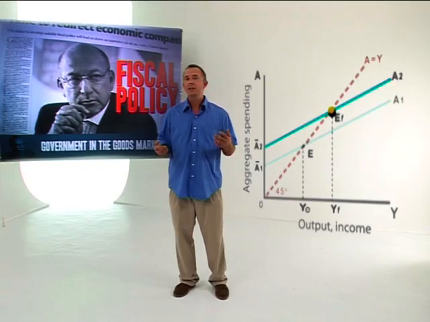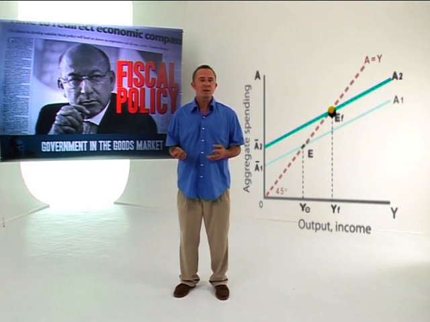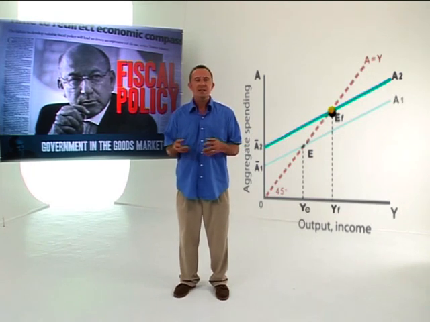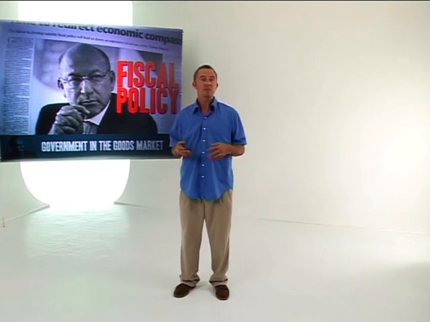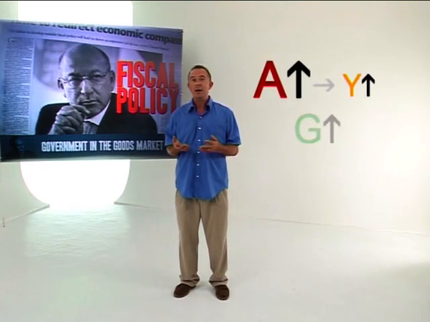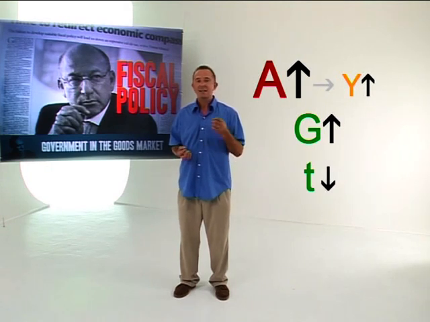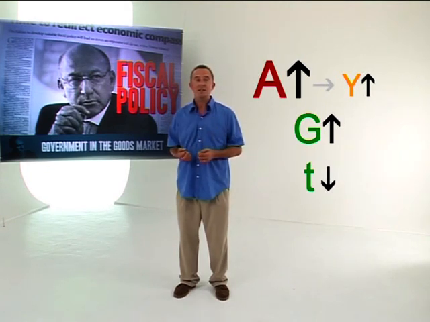Here, this can be achieved by an expansionary fiscal policy. Now, a fiscal policy is expansionary when it seeks to increase total spending, resulting in higher output and income. This can be achieved by increasing government spending or by reducing income tax, or both. First, let's consider the impact of increased government spending.